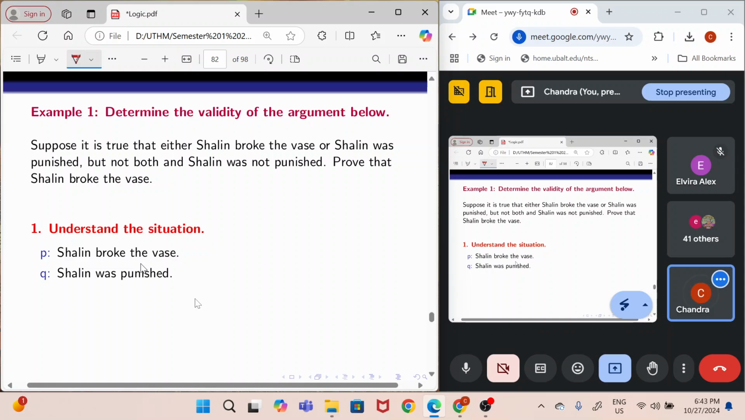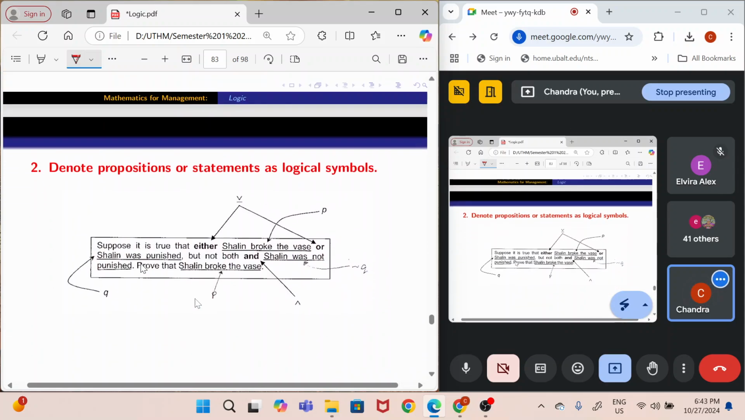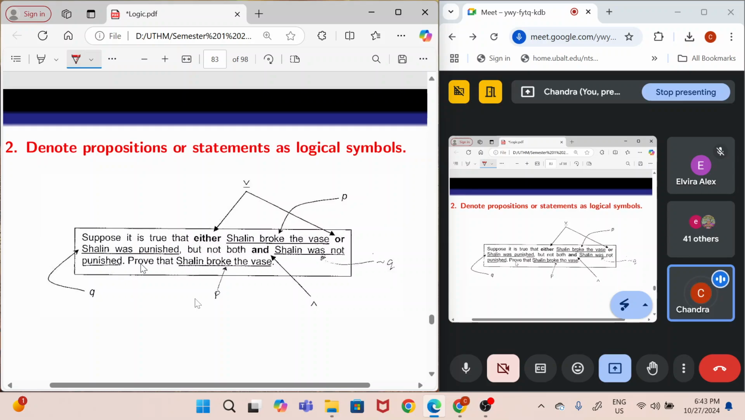Second, we have to give symbols. So what happened here is you can see "either or". Either or, what is the symbol? V and underline the V. Either or. This is P and this is Q.